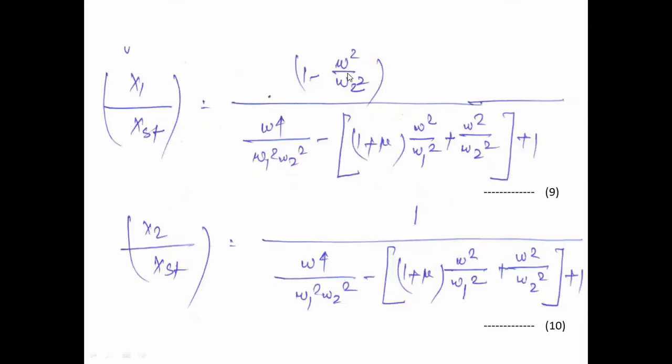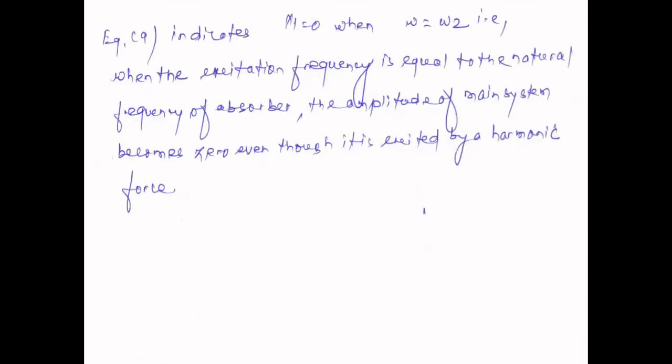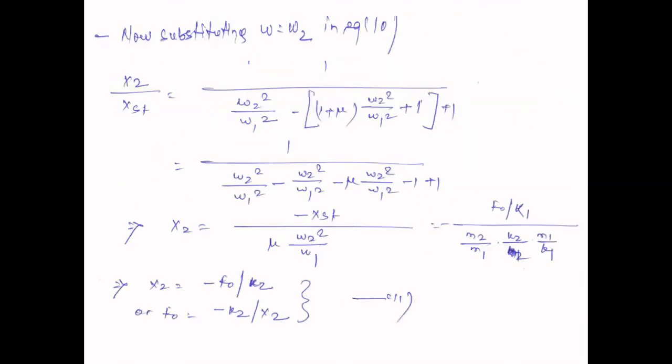It means that when omega becomes equal to omega 2, then x1 becomes equal to 0. Now, if x1 becomes equal to 0, what would be the value of x2? It means, what would be the amplitude of vibration in the vibration absorber mass? So putting the value of omega equal to omega 2, I skipped this slide because I have already told you this. So putting omega equal to omega 2, you get this relation, and further simplifying, opening this bracket, you get this value of x2 as minus F0 by K2.